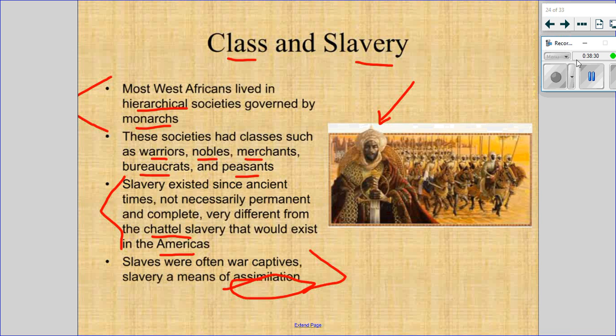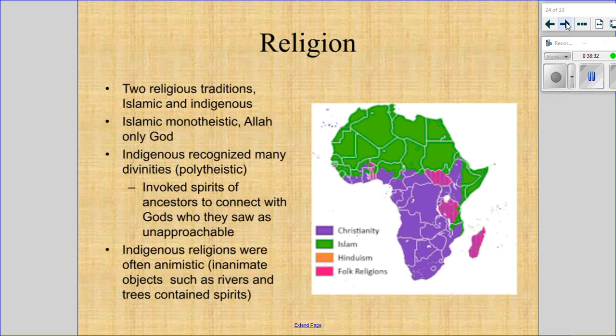West Africa. All right. So there's two religious traditions. There's Islamic and indigenous. And what you're going to see is as Christianity and Islam spreads across Africa, you'll notice that sub-Saharan Africa is almost entirely Christian, whereas North Africa is predominantly Muslim.